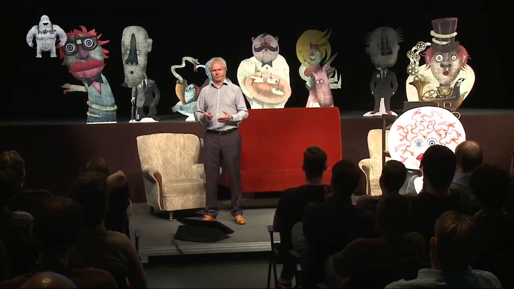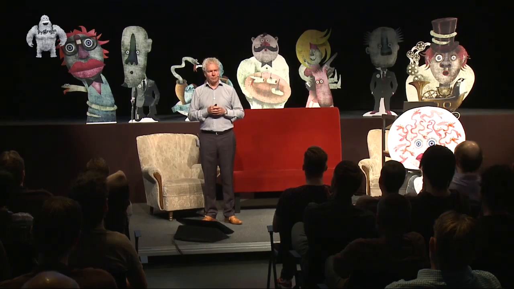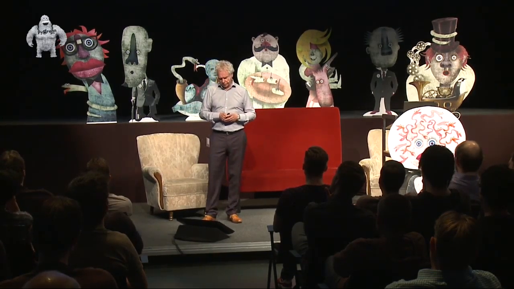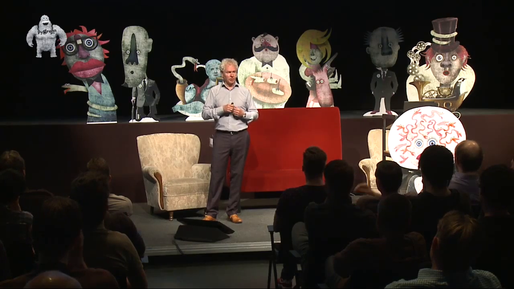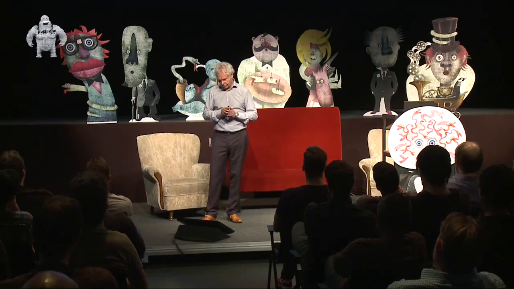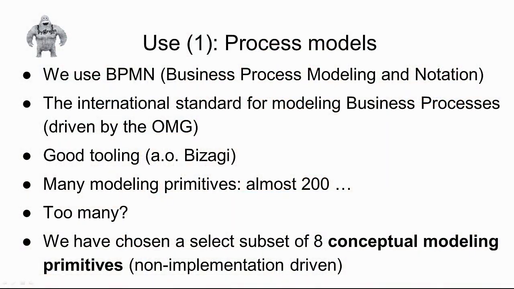Well, how do we do it? In order to have models that you can actually use as a starting point to compile to actual code, you have to have models that are not only precise, but also expressive. So we use Business Process Model and Notation, an international standard with good tooling. For example, we use Visagi. It has very many modeling primitives, almost 200, and actually that's quite a drawback because not all of those primitives are that essential when you're doing modeling.